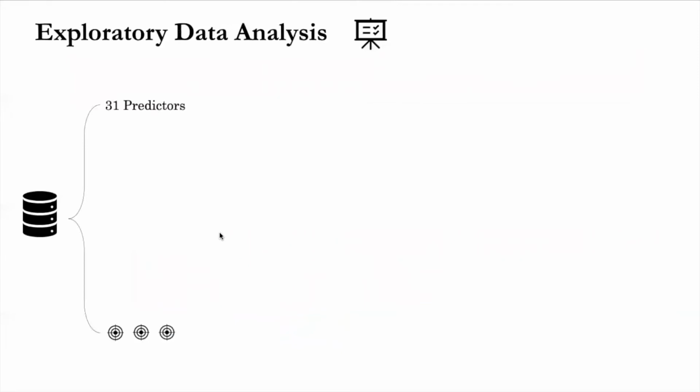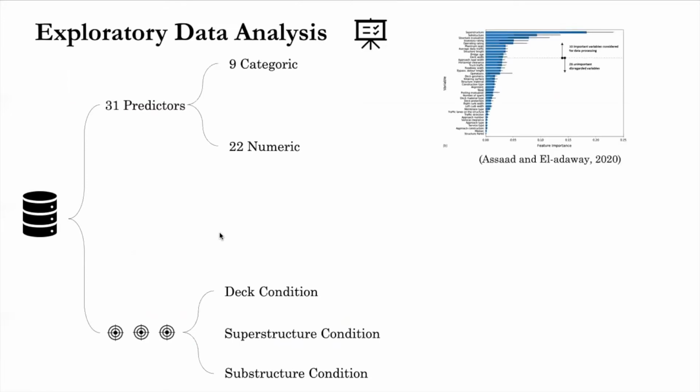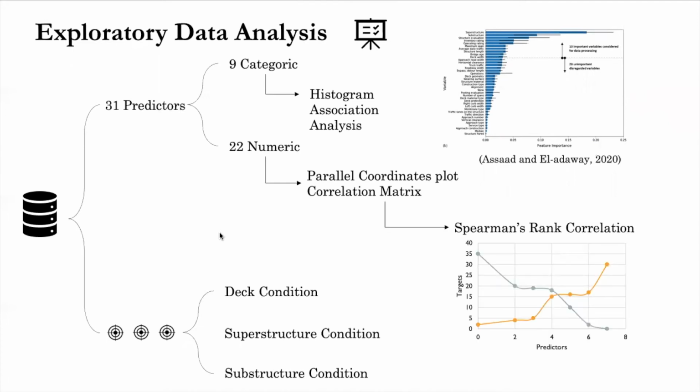So far, our data set contains 3 target variables measuring the conditions of deck, substructure and superstructure of bridges, as well as 31 predictors that consist of 9 categoric variables and 22 numeric ones. Although the categoric variables have been excluded in the literature, we have applied some EDA to figure out their importance. To this end, we used histograms and association analysis. On the other hand, the numeric attributes have been explored using a parallel coordinates plot because of the high dimensionality of the dataset. Also, we have generated the Spearman's rank correlation matrix due to the monotonic behavior of some predictors against the target variables.